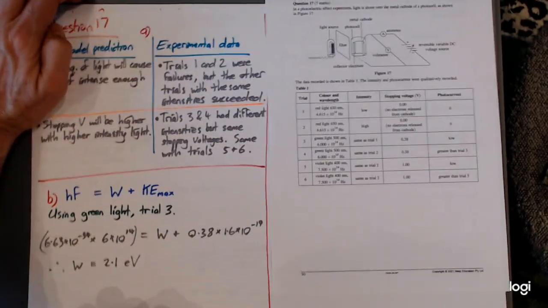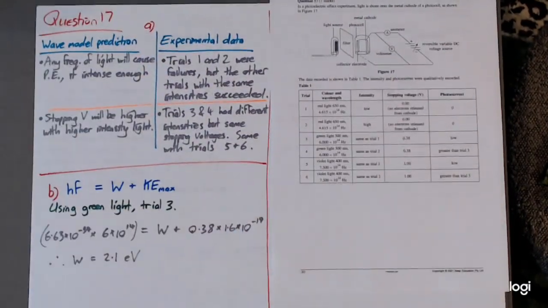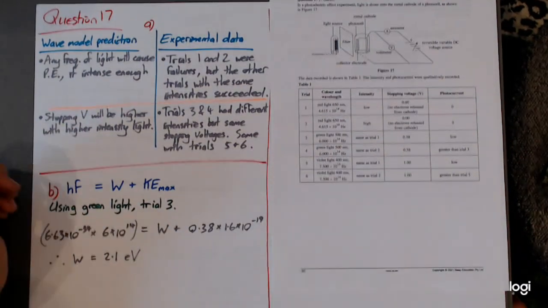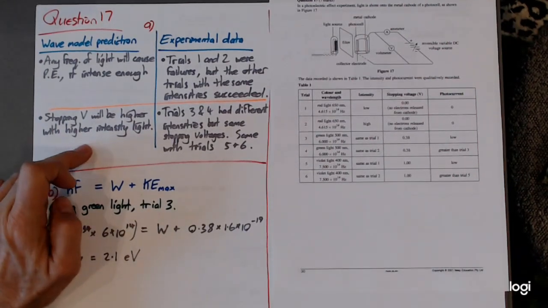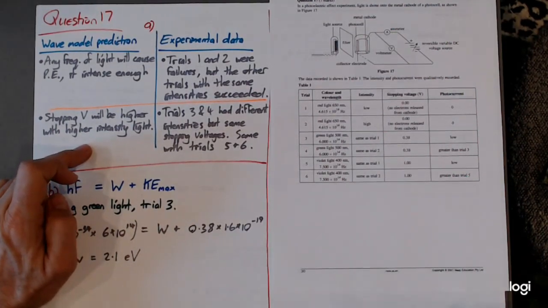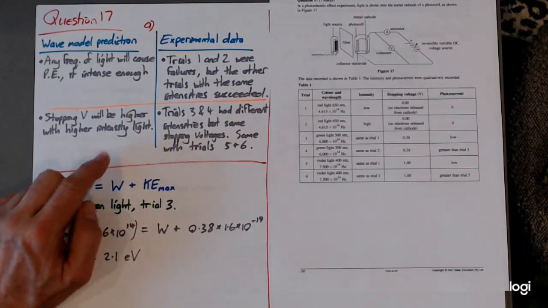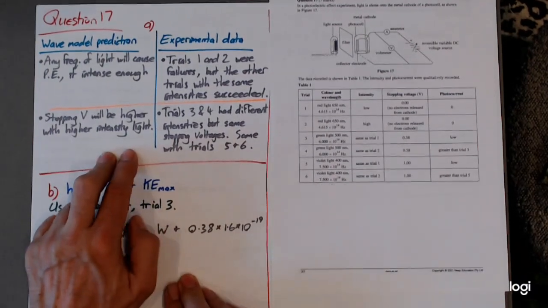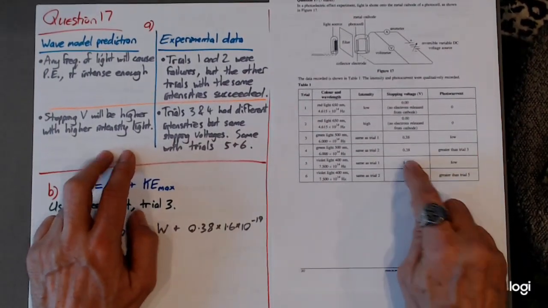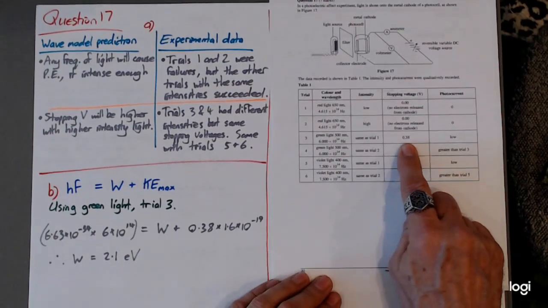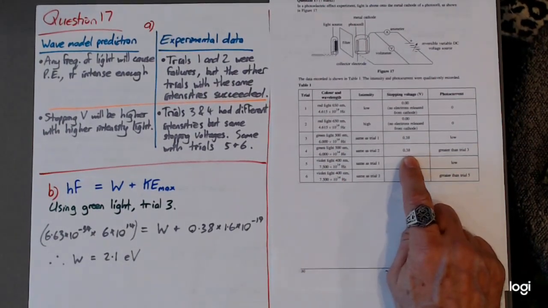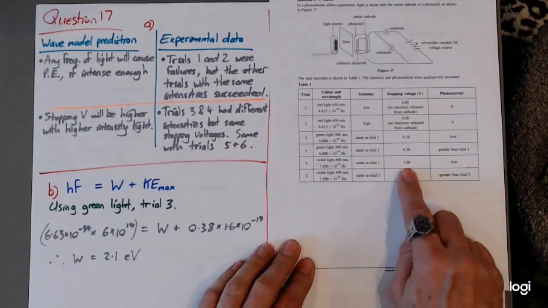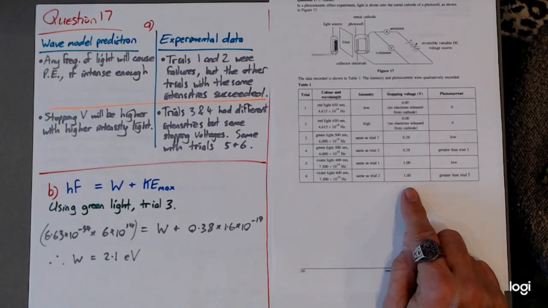Another one, stopping voltage. The wave model predicts that if you shine more intense light, then you'll get electrons with higher maximum kinetic energy, and therefore you'll need a higher stopping voltage. That didn't happen. So this is the prediction: stopping voltage is going to be higher with a higher intensity of light. The reality was, there's low intensity and there's higher intensity, same stopping voltage. So trials 3 and 4 had different intensities but the same stopping voltage. Same with trial 5 and trial 6.